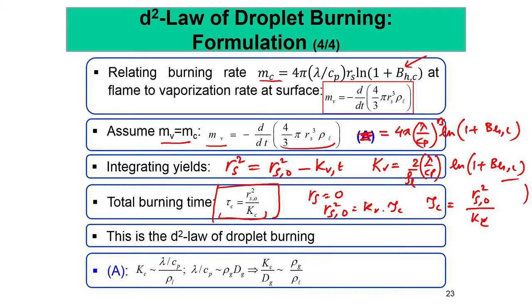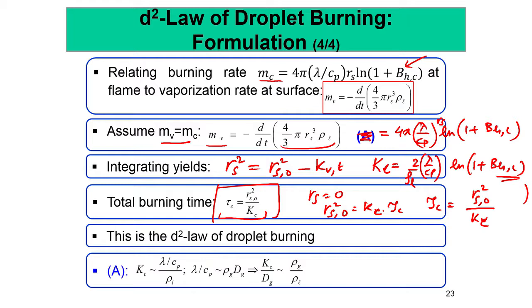Then this is the total burning time, and we can write that this is essentially equal to Kc because it involves Kc. So we get the total burning time, tau c, is equal to Rs squared, the initial radius squared, divided by Kc. Once again you see that the total time is directly proportional to the initial radius squared, or the initial diameter squared, of the droplet. It depends quadratically, okay.